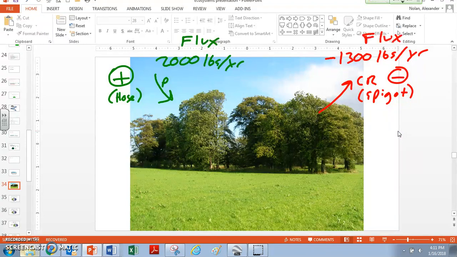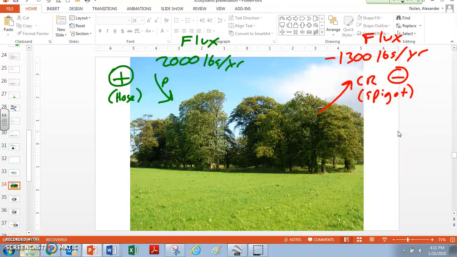So all we have to do is simply add them up. And what that would do is tell us how the mass of our forest is changing. Nobody can go out there and actually weigh a forest. But what we can do is calculate how much carbon is coming in and out. And if we wanted, we could estimate how much the mass of that forest is changing every year.